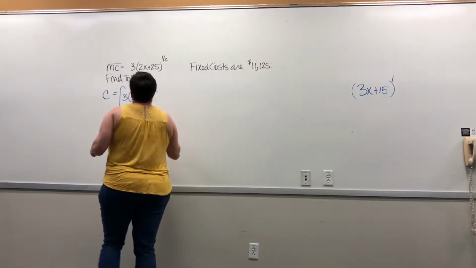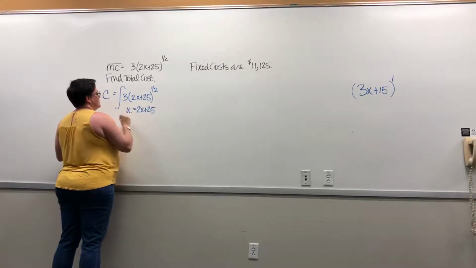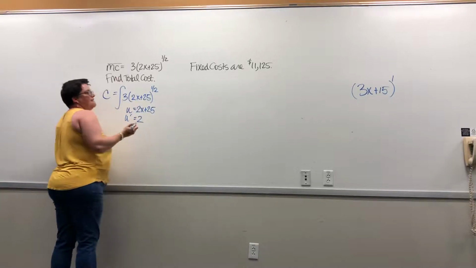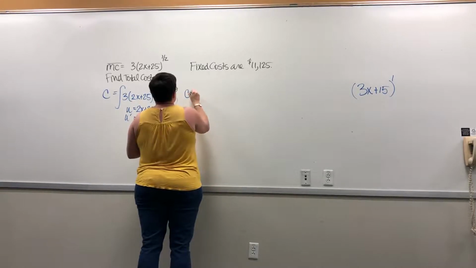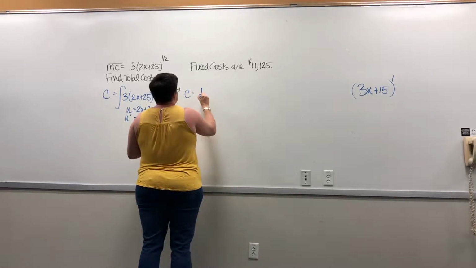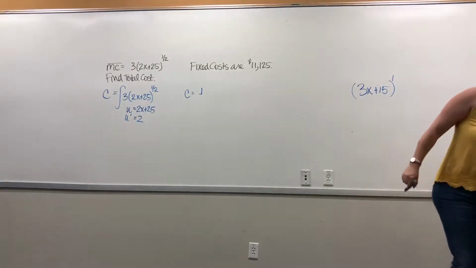So my u, guys, is 2x plus 25. My u prime is 2. I have 3. I want 2. What do I multiply and divide by? 2. So cost equals, I'm going to end up with, that is not right.